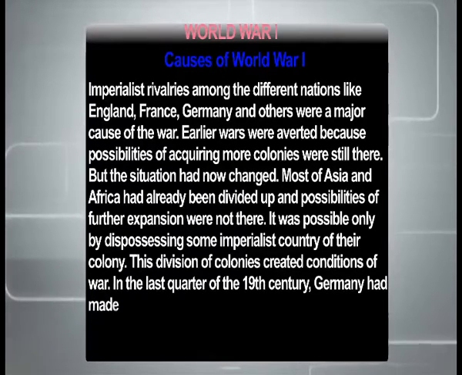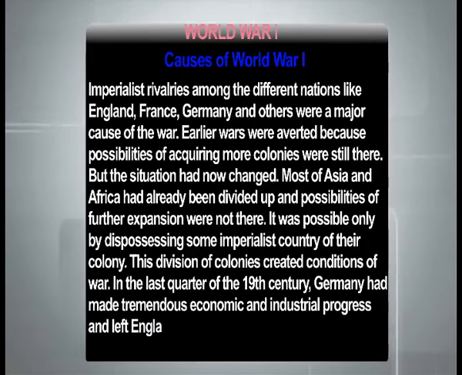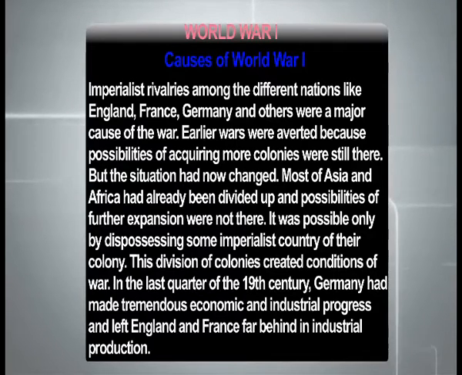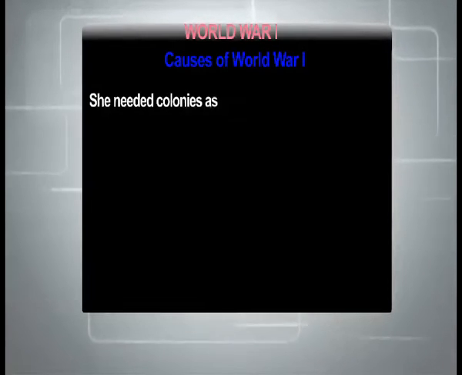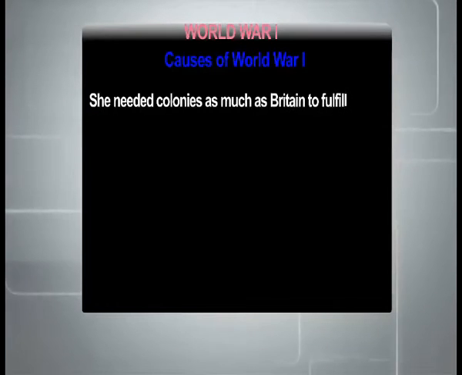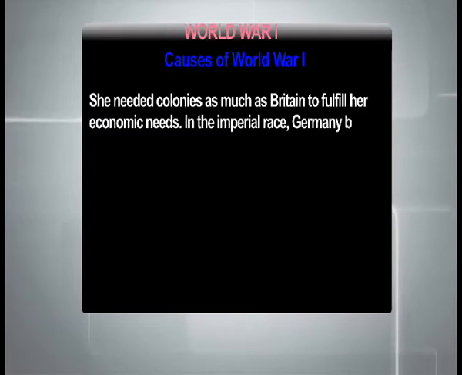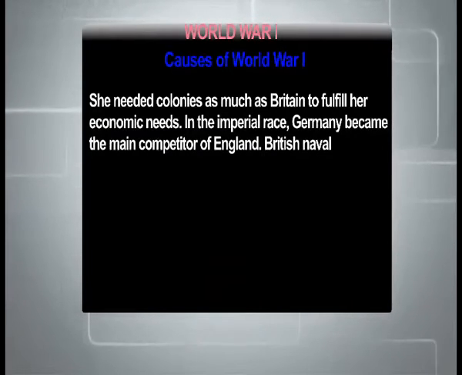In the last quarter of the 19th century, Germany had made tremendous economic and industrial progress and left England and France far behind in industrial production. She needed colonies as much as Britain to fulfill her economic needs. In the imperial race, Germany became the major competitor of England.